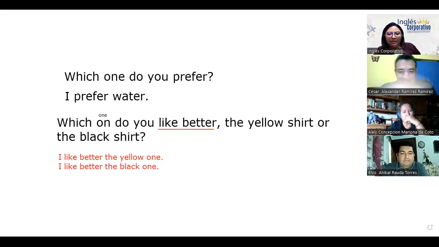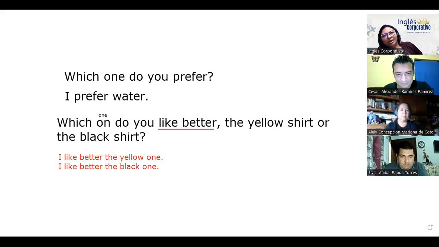Which kind of or which type of pizza do you prefer? The pepperoni one or the Hawaiian one? Ahí sí soy específica. Oh, I prefer the cheese one, la de queso. Bien. Esto es como expresamos preferencias.